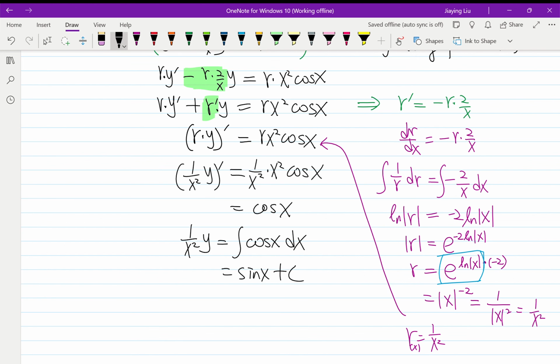And then we can solve for y. Y equals, multiplied by x squared, y equals x squared sine x plus c x squared. So this is the solution. The reason we have c x squared is that we multiplied x squared to both sides: x squared times sine x, x squared times c.